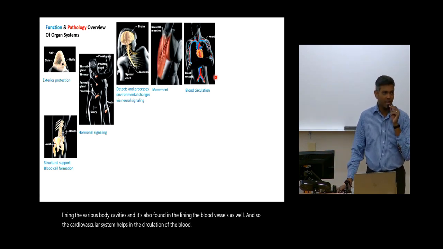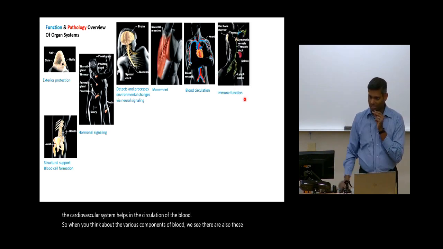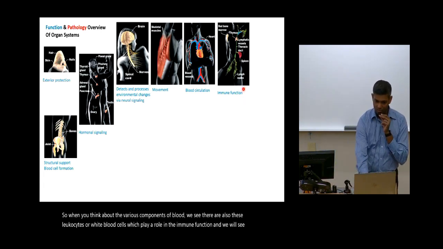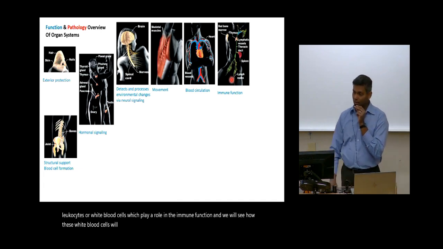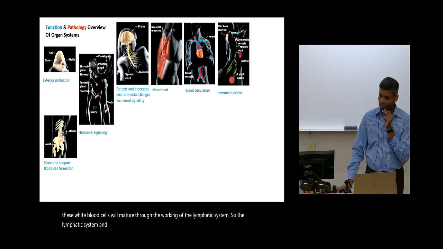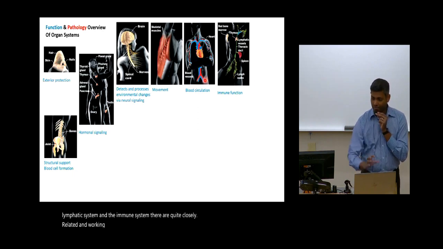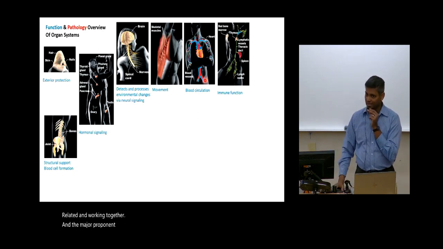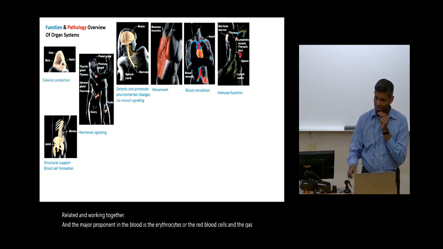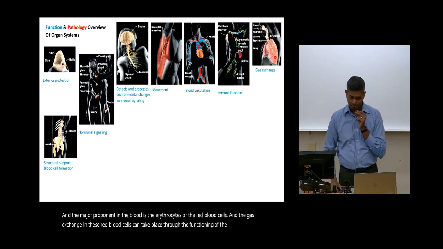So when you think about the various components of blood, we see there are also these leukocytes or white blood cells which play a role in the immune function, and we will see how these white blood cells will mature through the working of the lymphatic system. So the lymphatic system and the immune system are quite closely related and working together. And the major component in the blood is the erythrocytes or the red blood cells, and the gas exchange in these red blood cells can take place through the functioning of the respiratory system.